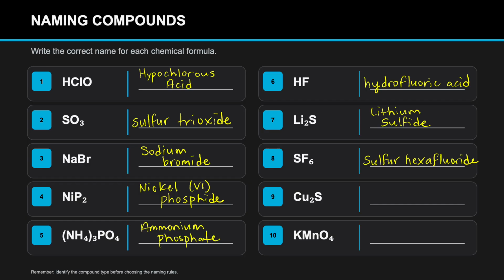Then we have Cu2S. Copper is a metal. It's actually a transition metal. And sulfur is a nonmetal. So transition metal, remember, we need to do a Roman numeral. So we need to figure out the charge.